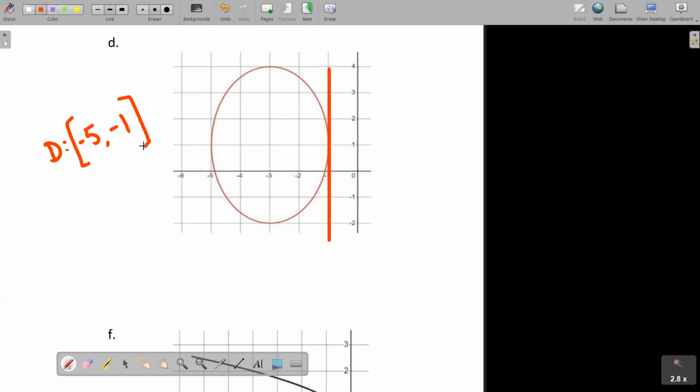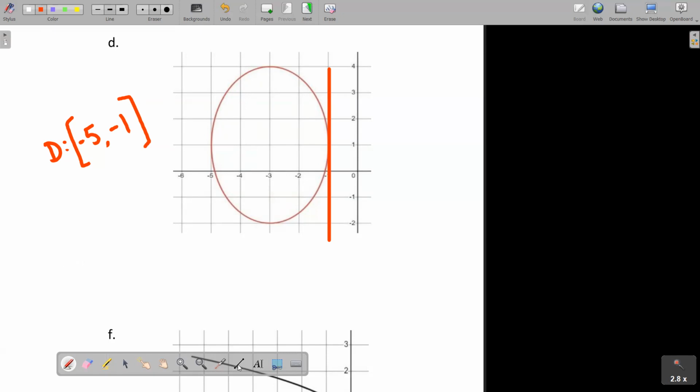We don't care about how high or low the graph is, just looking at sidewaysness. Square brackets if it's included, like if that point is there, round if it doesn't get there. Okay. You're going to see a lot of square brackets with domains and ranges.